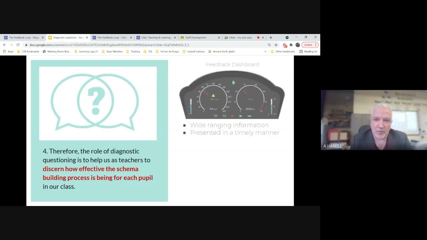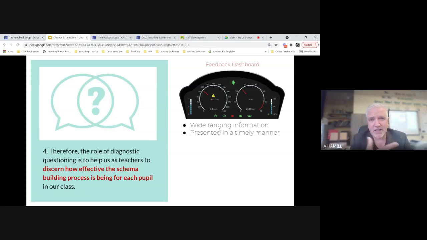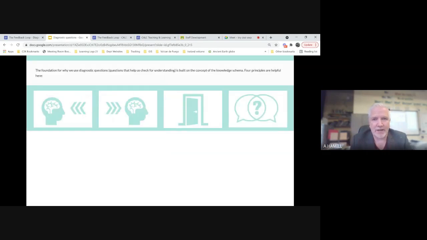And that's really where we're coming along here with the diagnostic questions this morning. So we're looking at this whole concept of a feedback dashboard before. If a dashboard's in front of you, it gives you wide-ranging information in a timely manner.